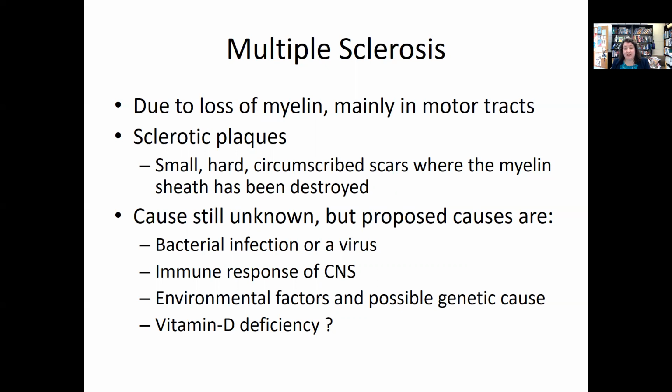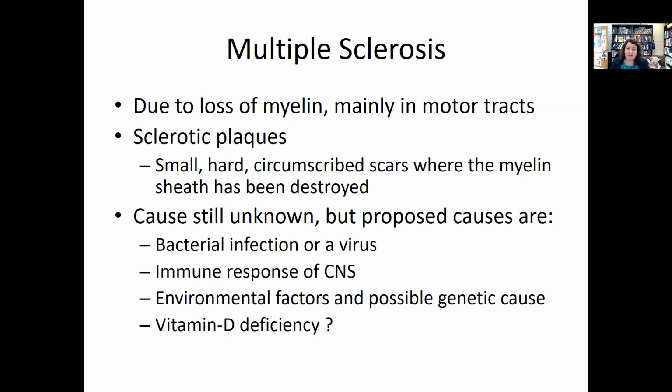So you can get sclerotic plaques that are small, hard, circumferential scars where the myelin sheath has been destroyed. We don't really know what causes it. Some people think it could be an infection, bacterial or virus. Some think it's an autoimmune disorder. Your central nervous system starts attacking itself, essentially. There's possibility it can be environmental factors, maybe a genetic cause.